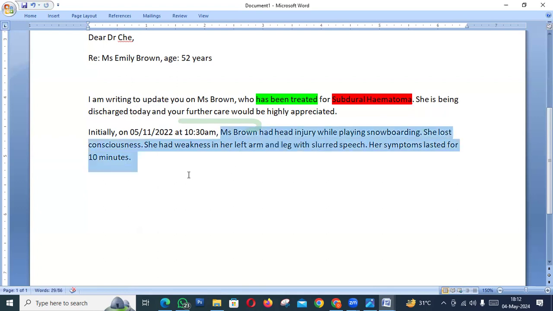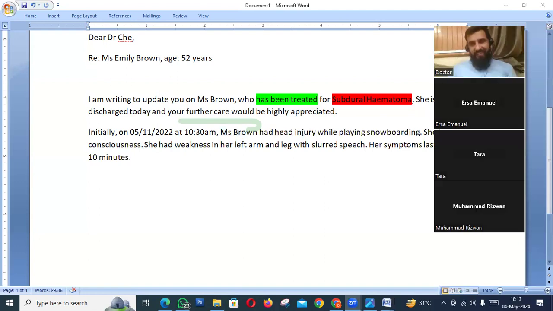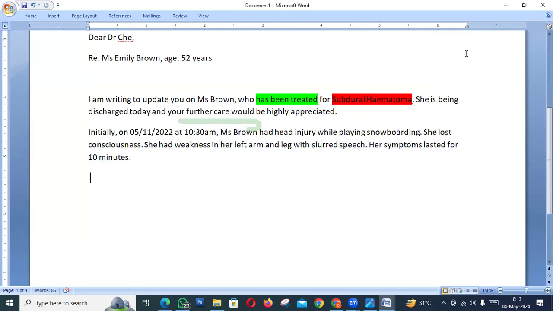What score will you give if I write like this? A grade, definitely, sir. Okay. But this is a very basic level of English. He was playing, she was unconscious, she had a head injury, her symptoms lasted for 10 minutes. This is a very basic level of English. So what can you do to get a good score?